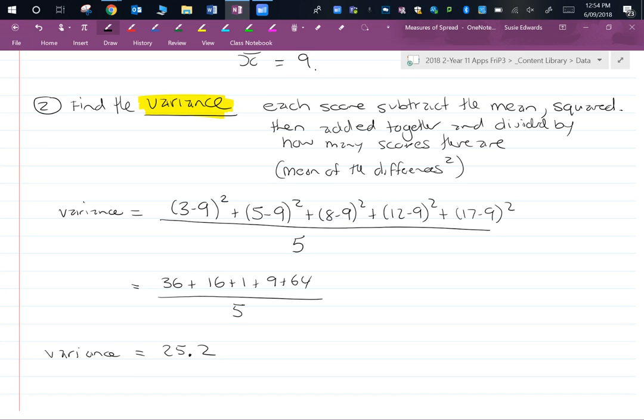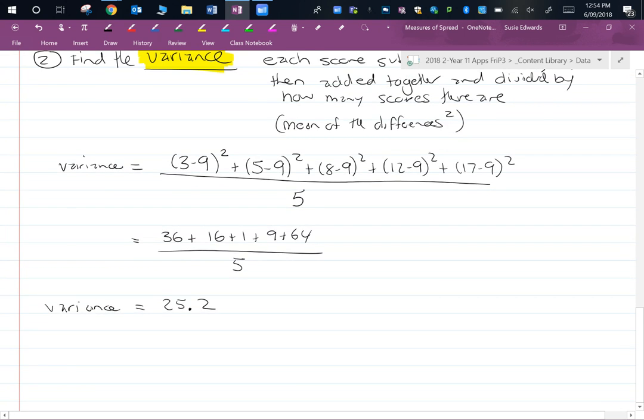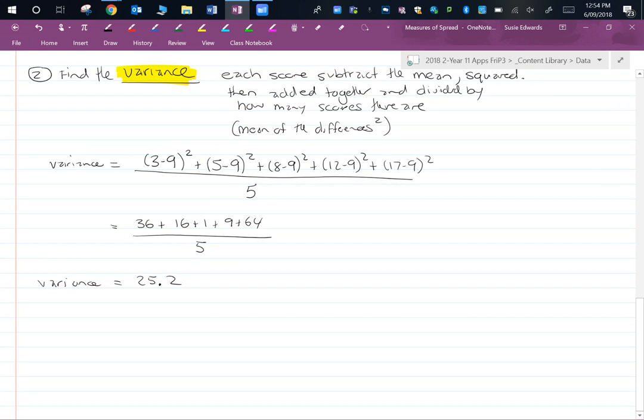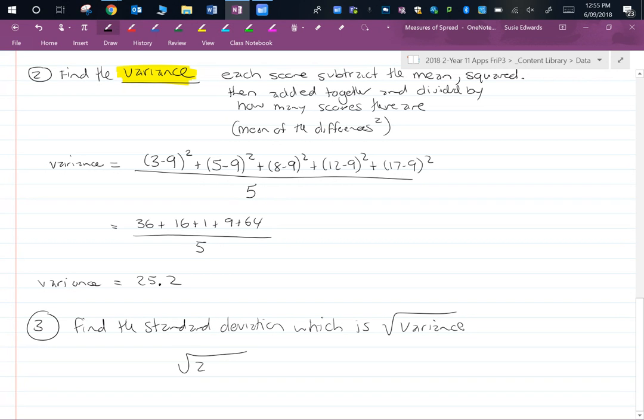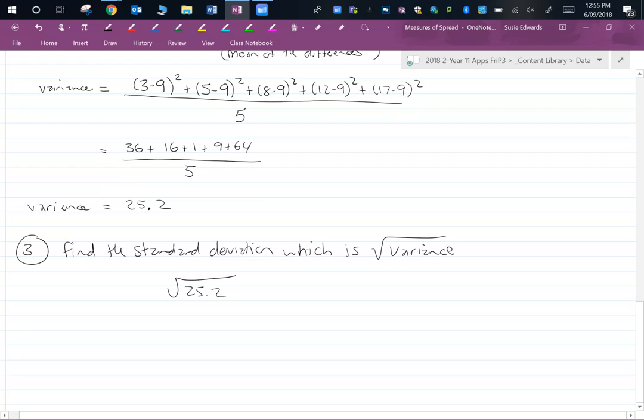So right now, this is the mean of the differences squared. So to find the standard deviation, we square root the variance. And that's our final step. So we now just need to get rid of those squares. So step 3 is find the standard deviation, which is the square root of the variance. So the square root of 25.2 is 5.019. Where have we seen that number before?